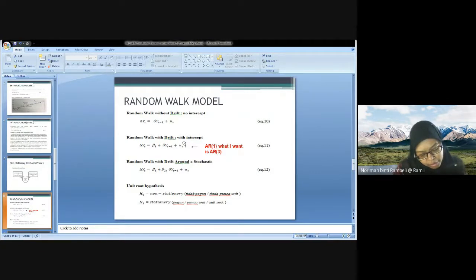Your answer is correct, but delta 1 has to be put. Yt equals beta 1 plus delta 1 Yt minus 1 plus delta 2 Yt minus 2 plus delta 3 Yt minus 3 plus mu t. Okay, the answer is nearly 100% correct because Fuz forgot to put delta 1. Betul tak?